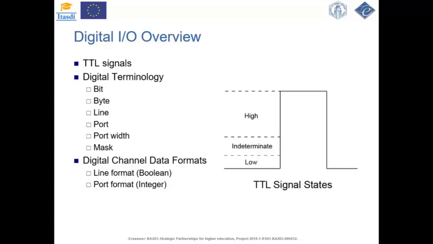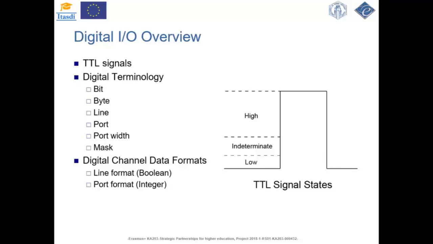Then we have lines. A line is an individual signal in a digital port. So the difference between a bit and a line is that the bit refers to the actual data transferred, and the line refers to the hardware that the bit is transferred on. However, they are fairly interchangeable terms. For example, an 8-bit port is the same as a port with 8 lines.